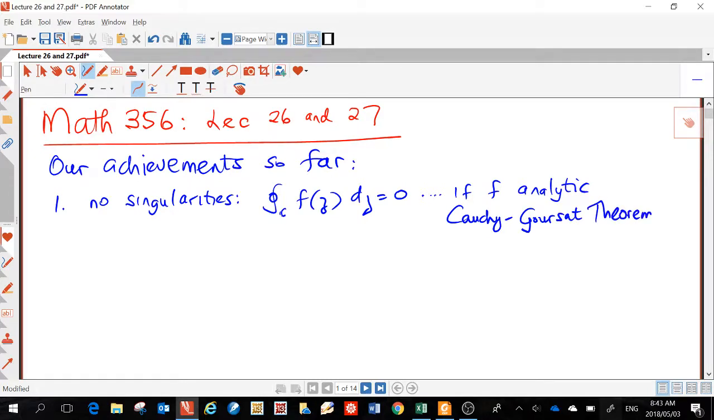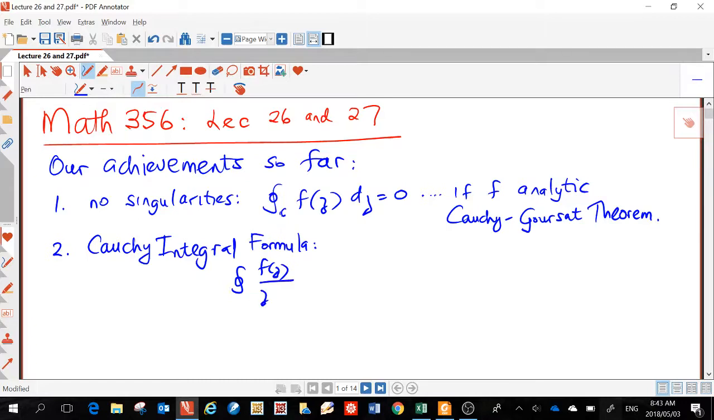Now, if you have a singularity in a closed region like that, then we've got a trick to handle that also. We have Cauchy's integral formula. So it's not just a straightforward f of z, but it could be like f of z over z minus z naught dz. And according to Cauchy's integral formula, this is simply 2 pi i times f of z naught. What a neat formula.